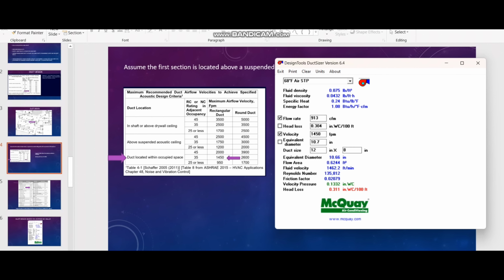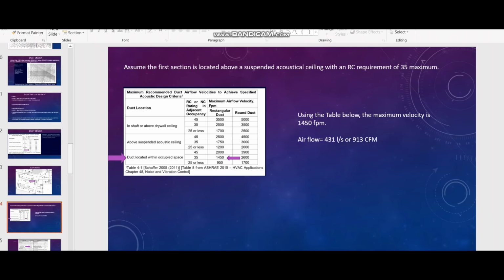Okay, and you can see what head loss you are getting by using the ASHRAE Application Handbook maximum velocity and your accurate airflow. You can see the value is 0.304. That means your head loss for the full FCU duct, I mean the balance branch duct also, must not exceed 0.304.